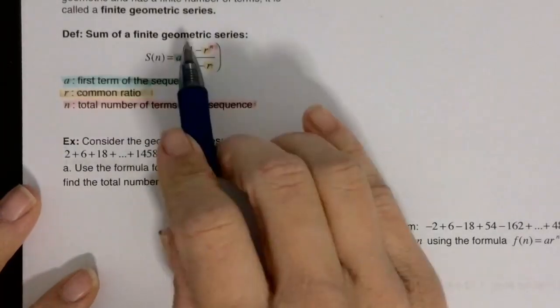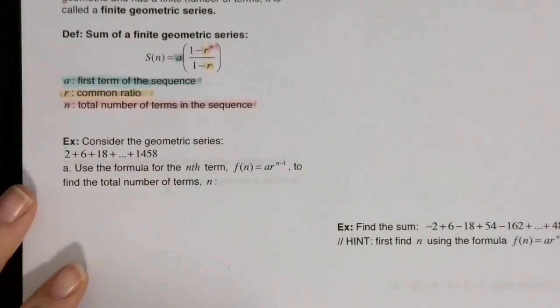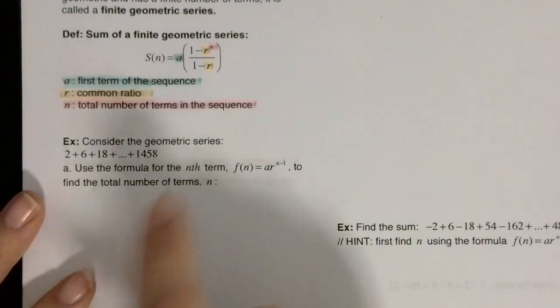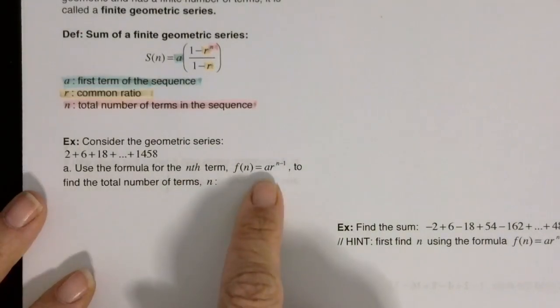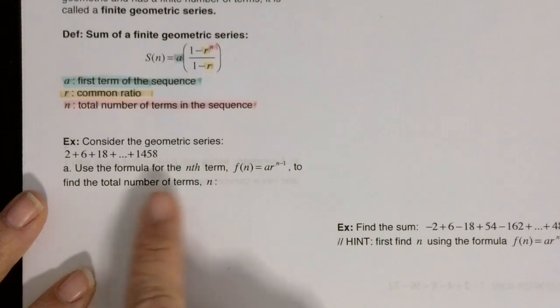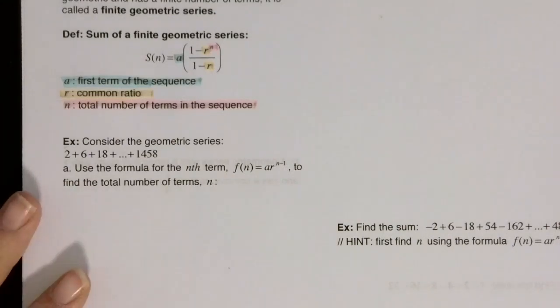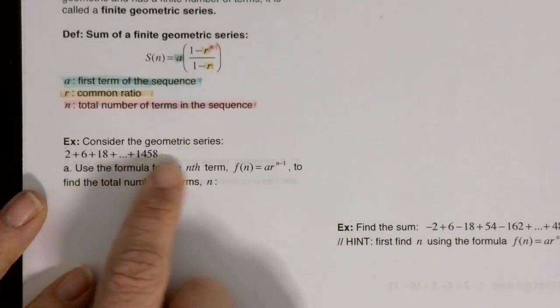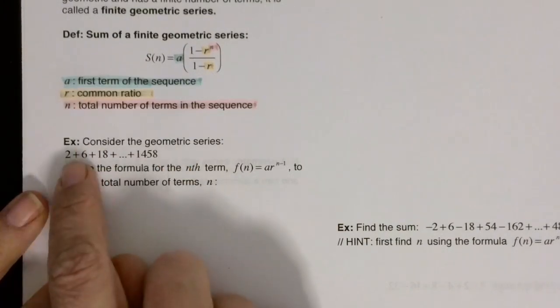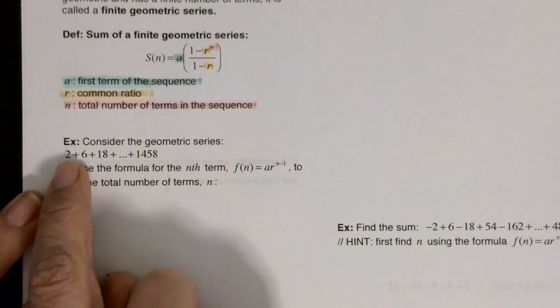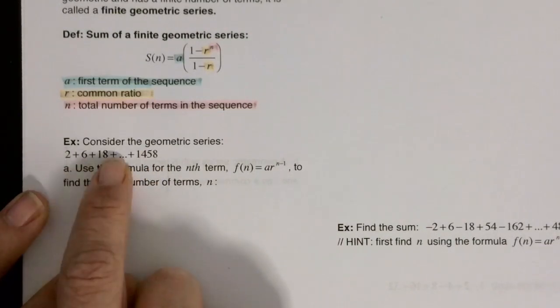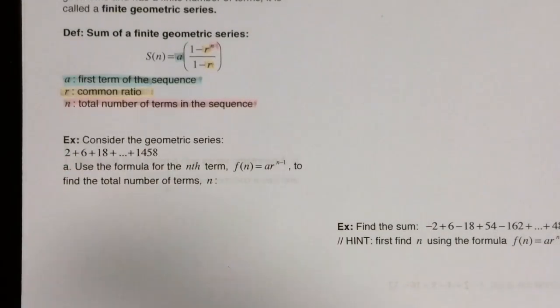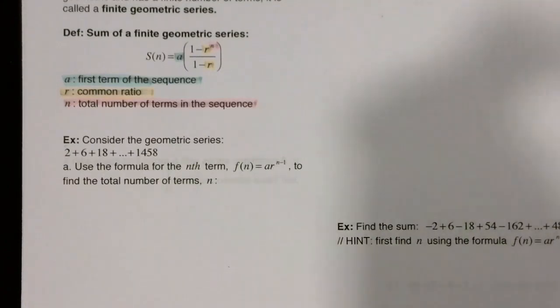So it says consider the geometric series. So it's geometric, so we can use that formula right there. Use the formula for the nth term, which is what we learned yesterday, to find the total number of terms. So we have this series right here, because it has pluses in it, that is increasing, and it looks like every time we're multiplying by 3. Would you guys agree that we're multiplying by 3 each time?